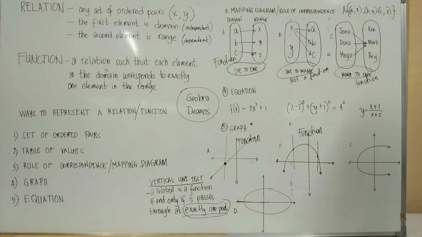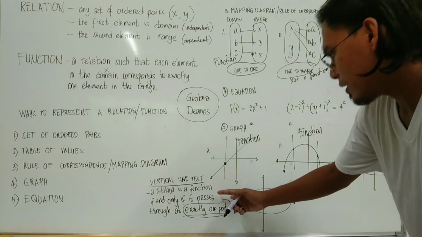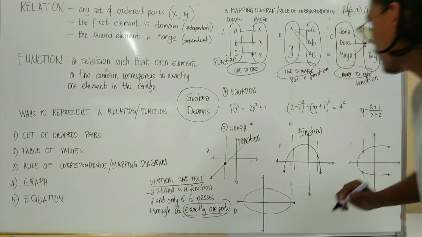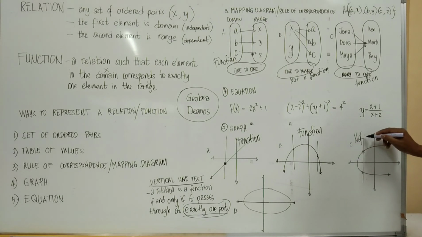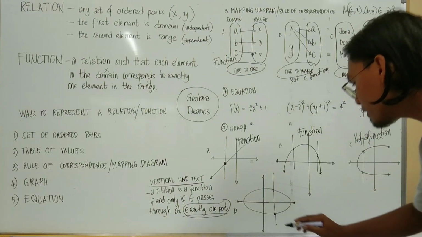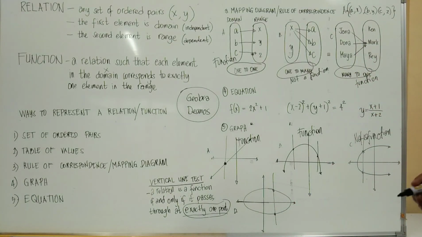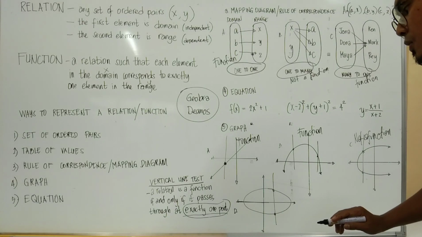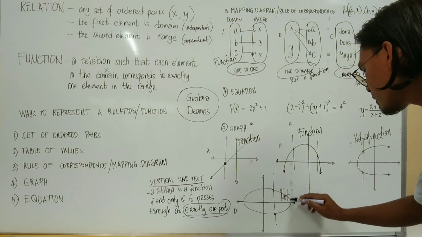Let's proceed to example letter C. Letter C is a parabola that opens to the right. If we put a vertical line here, you can see that it will pass through 2 points. So your vertical line test says exactly one point. So letter C is not a function. Okay? Then letter D. We will put a vertical line in here. You can see that it will pass through 2 points. So it is not a function.